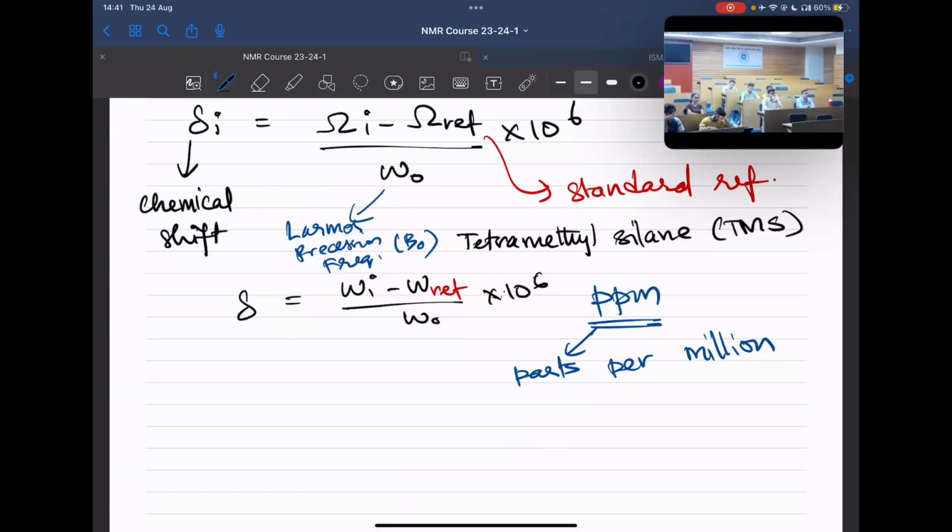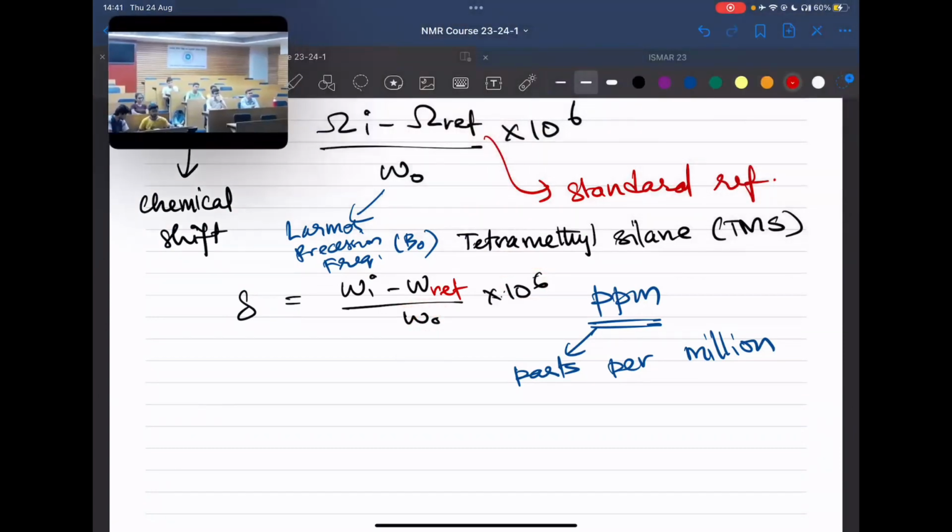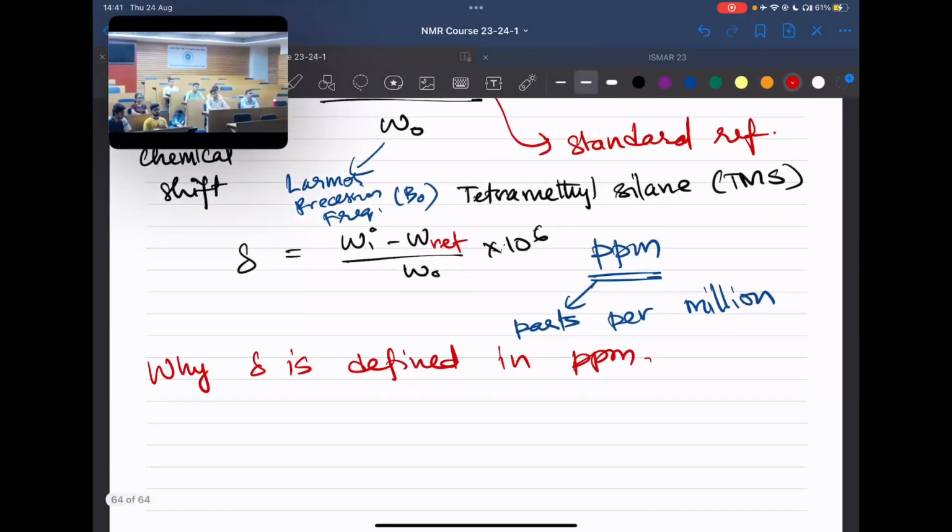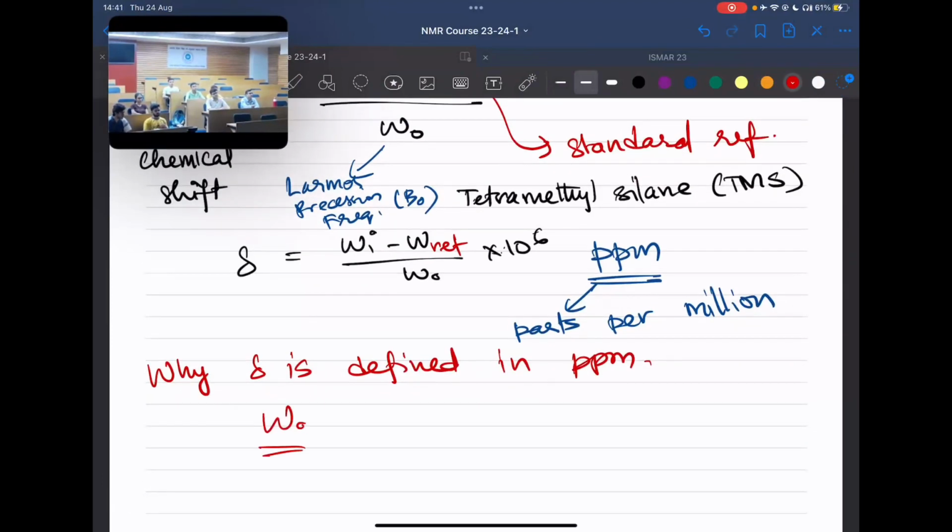Anyway, the whole idea here is that the 10 power 6, the million, comes because you have something in the denominator that is huge. The reason why delta is defined in ppm is because the omega naught is in the denominator.